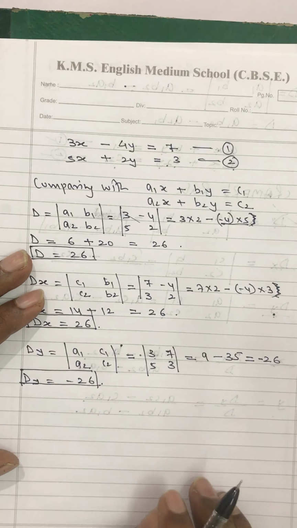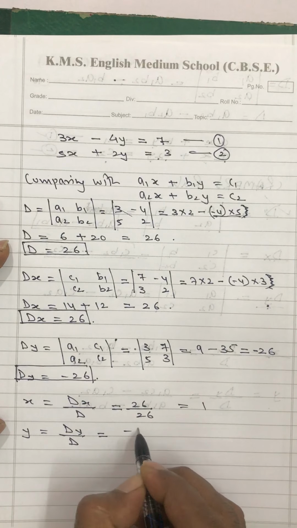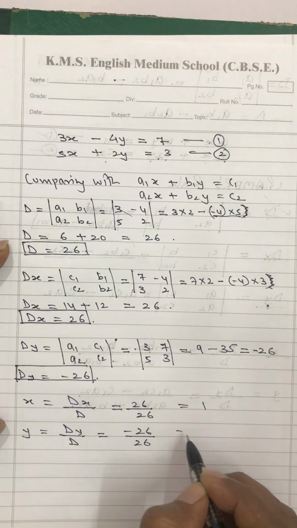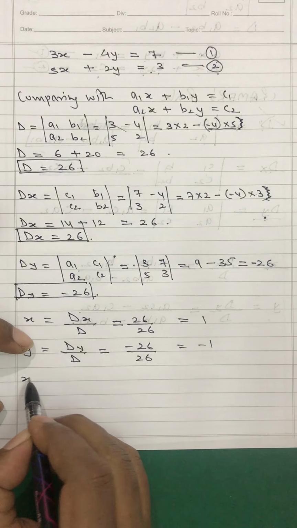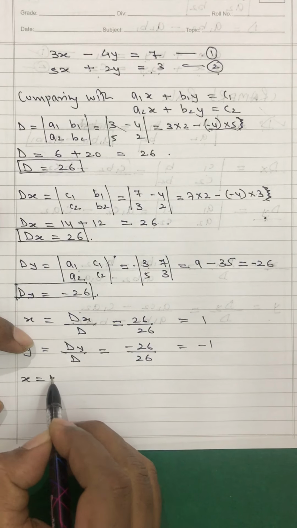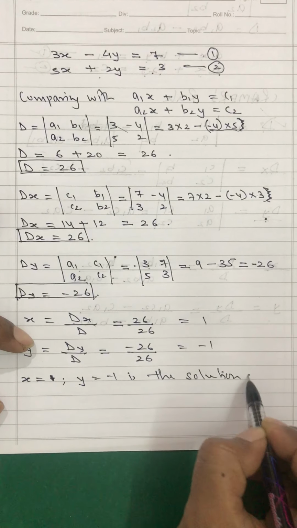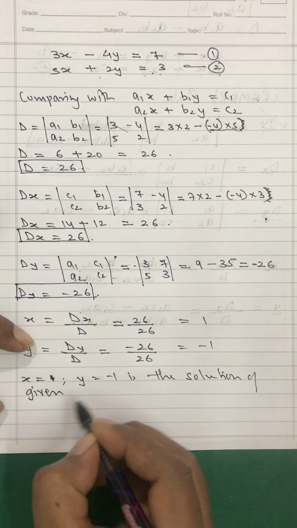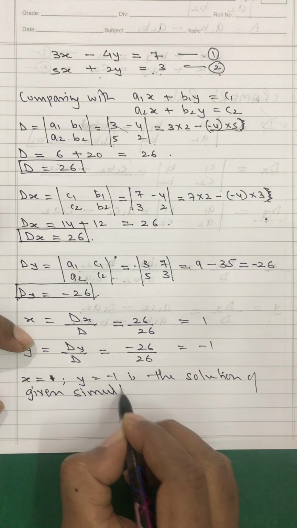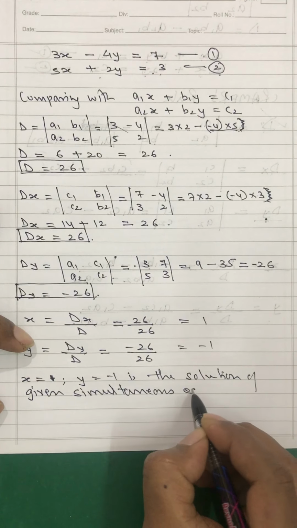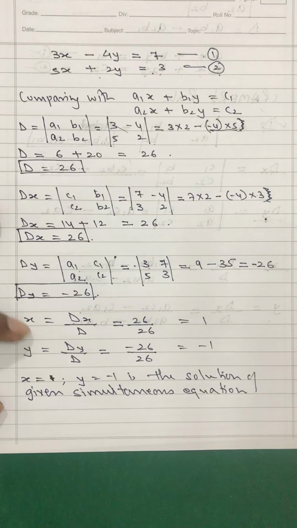Okay, my dear students, I hope I am in the range. Fine. Now it's simple. X is equal to dx by d. That is equal to what? Dx is 26 upon d is also 26. That is equal to 1. Y is equal to dy by d. Dy is minus 26 upon d is 26. That is equal to minus 1. So you get x is equal to 1, y is equal to minus 1 is the solution of the given simultaneous equation.